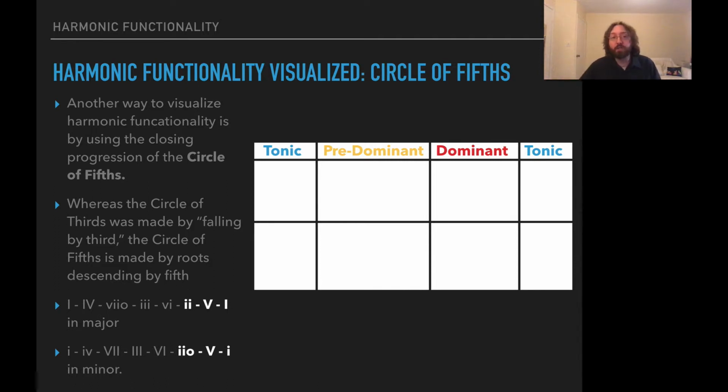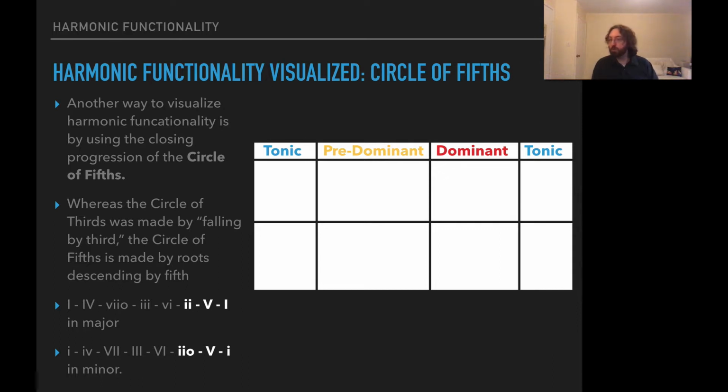So another way to visualize harmonic functionality is by using the closing progression from the circle of fifths. Whereas the circle of thirds was made by falling by third, the circle of fifths is made by descending root motion. You might recognize this as a sequence. So here we have in major 1, 4, 7, and 3, 6, 2, 5, 1. And in minor, we also have 1, 4, 7, 3, 6, 2, 5, 1.